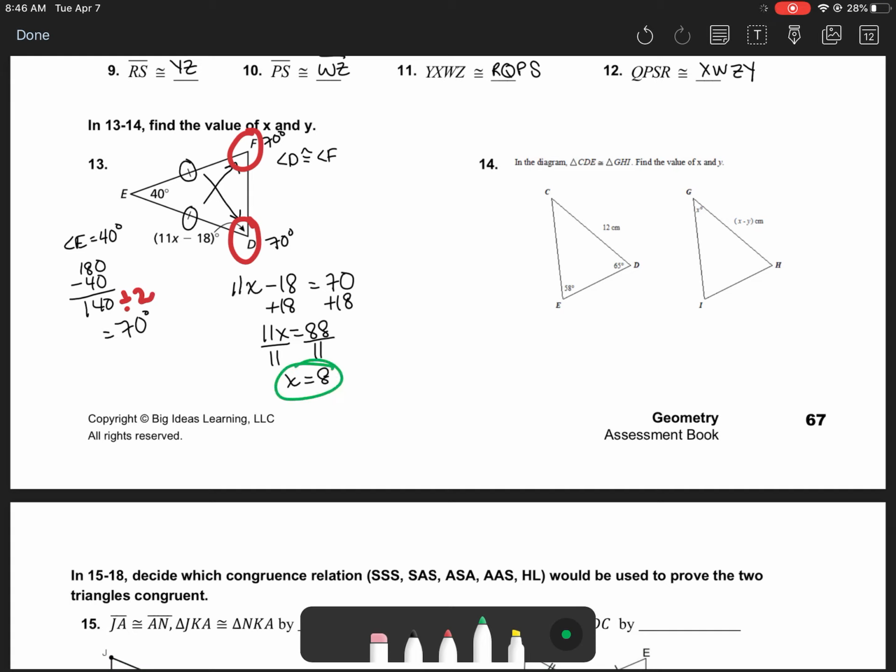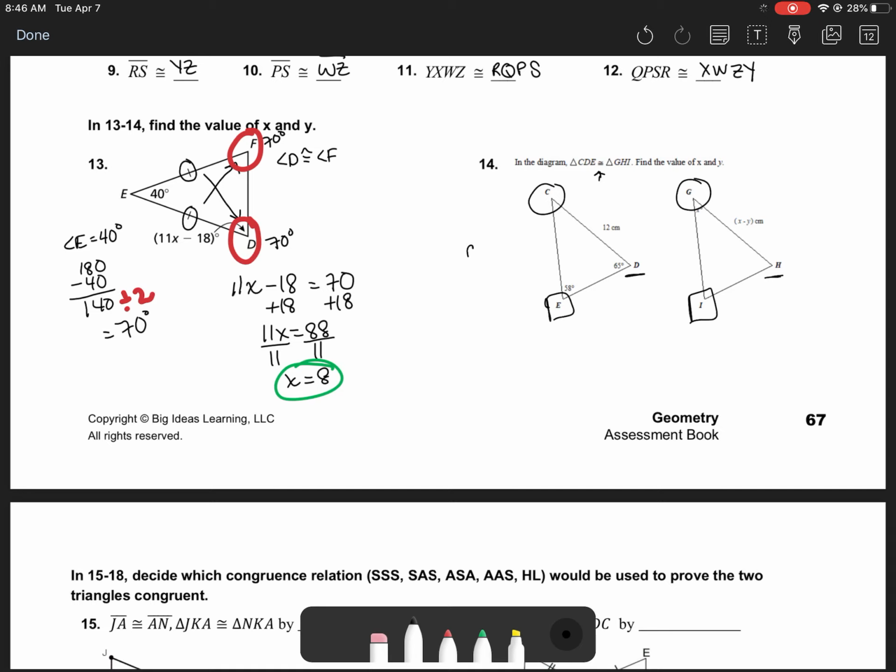For number 14, we kind of go through that similar idea. This time we've got in the diagram, angle CDE and GHI are congruent. So notice it says they're congruent. That means C and G, because they're both the first letters, are going to be the same. E is the last, and I is the last. And then D and H are going to be the middle. This tells me which side lengths are going to be the same as well.